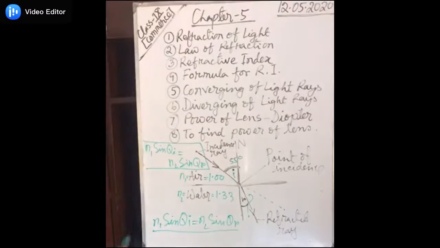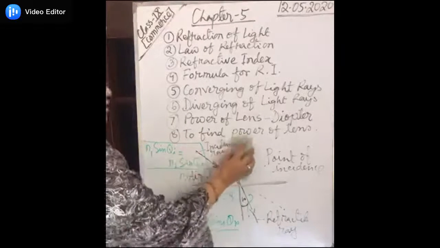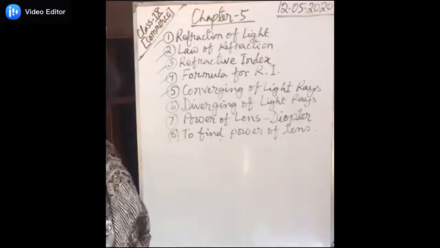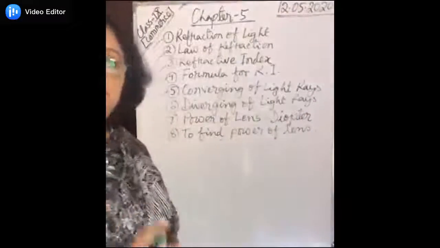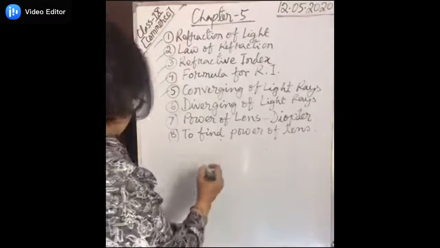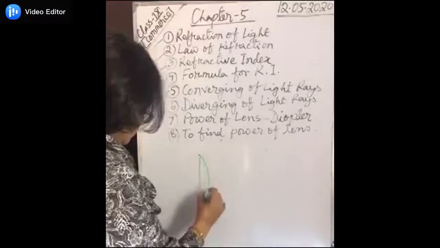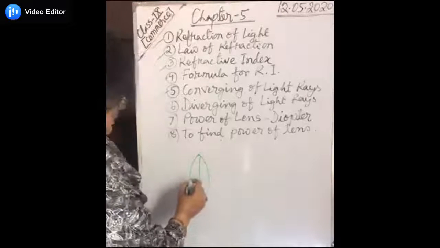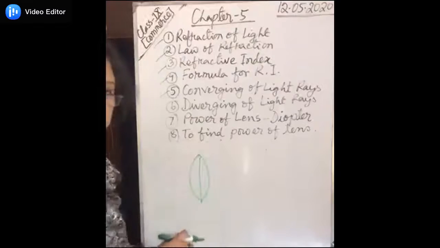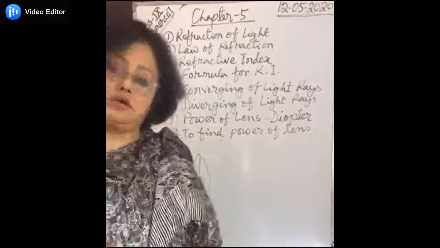Yes, we talked about the other points. What are those? Converging and diverging of light. Converging of light rays occurs through the convex lens. Can you remember which kind of lens is called a convex lens? The lens whose middle part is wider than the edges. These kinds of lenses are called convex lenses.